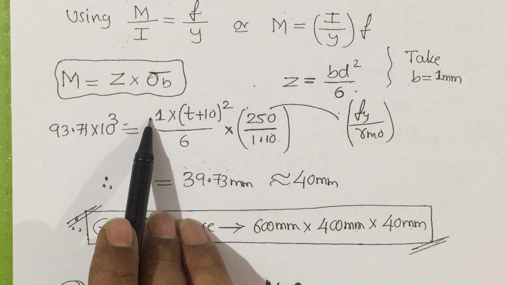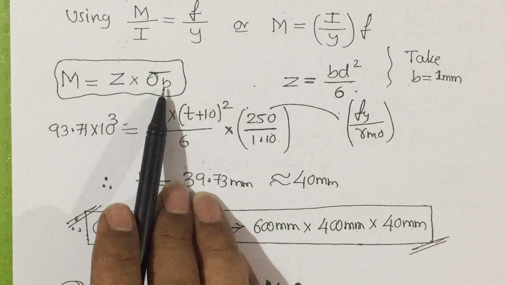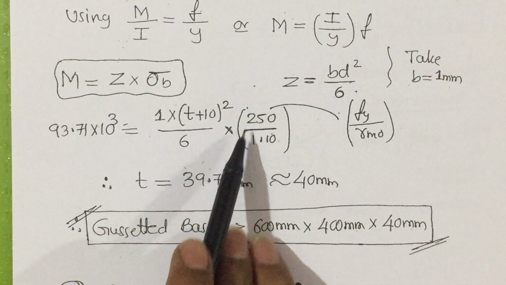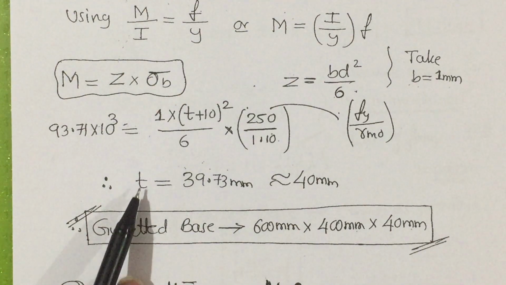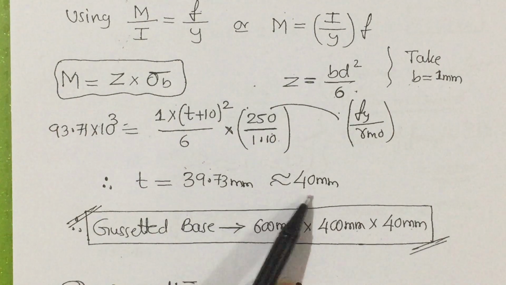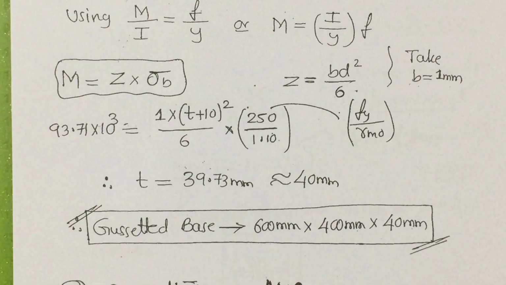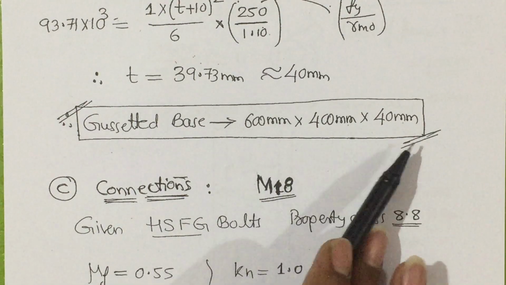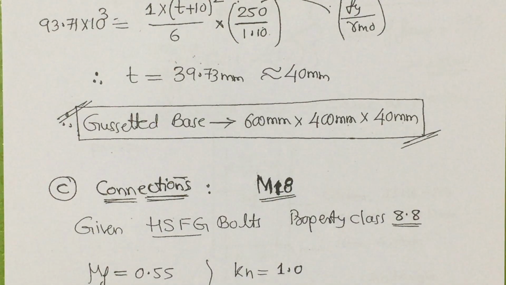Take B equal to 1, then sigma B is given by Fy by gamma m0, Fy is 250, gamma m0 is 1.1. Therefore, the thickness you are going to get is 39.73, take approximately 40 mm. Therefore, for the gusset base, the size is 600 by 400 by 40 mm.